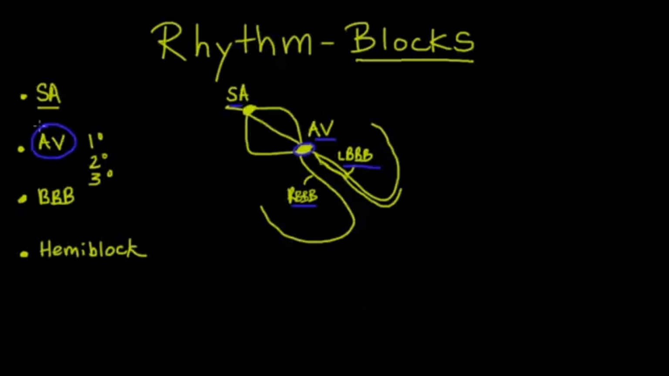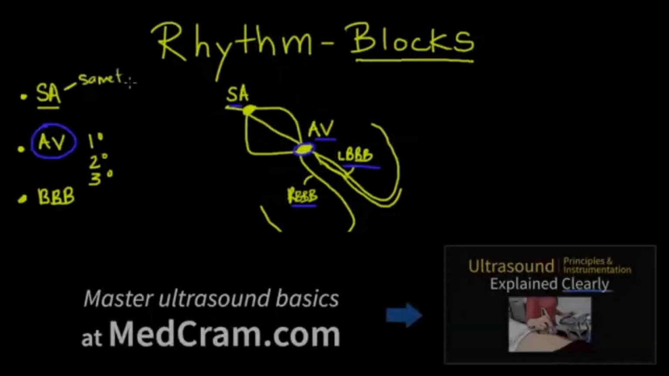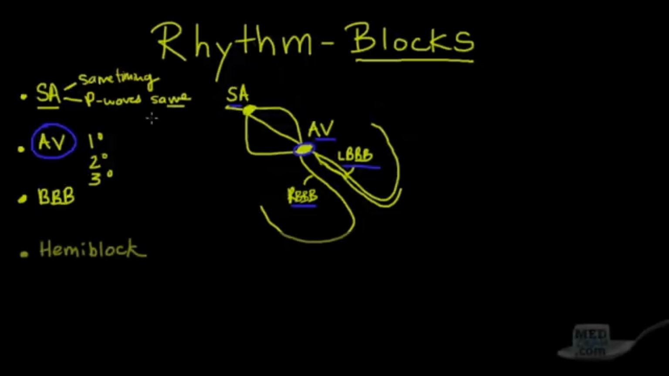The thing that I think you ought to know for the SA node is specifically that it's the same timing and the P waves look the same. They're the same distance from the QRS complex. Pretty straightforward.